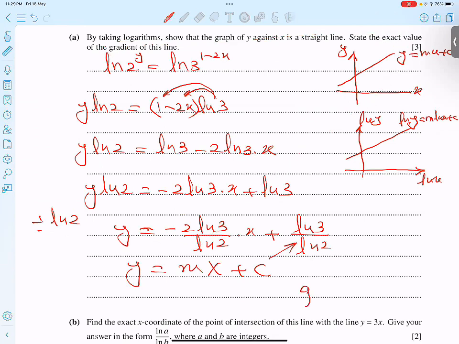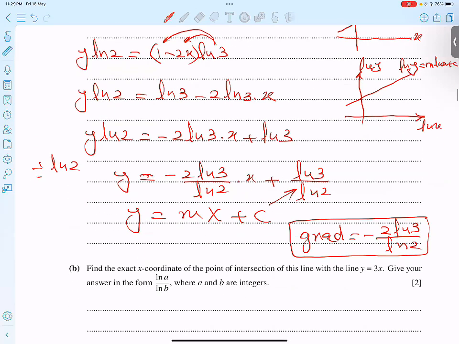Alhamdulillah, Rabbil Alameen, I believe you got the point. And we got it. This is the gradient of this line. I hope this part is clear. The next part asks: find the exact x coordinate of the point of intersection of the above line with this line. So solve them simultaneously and convert into this format.